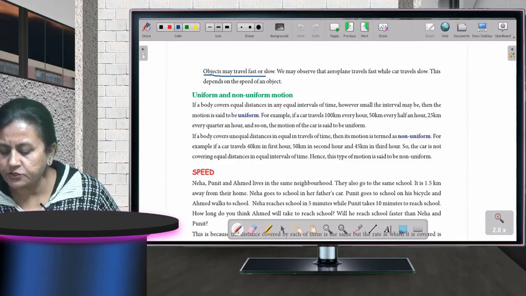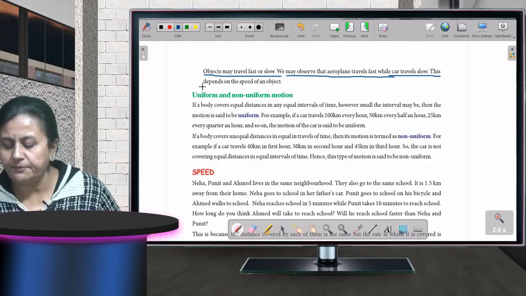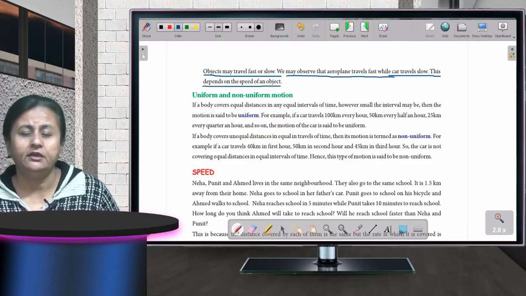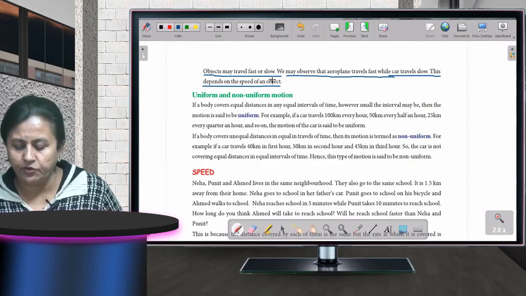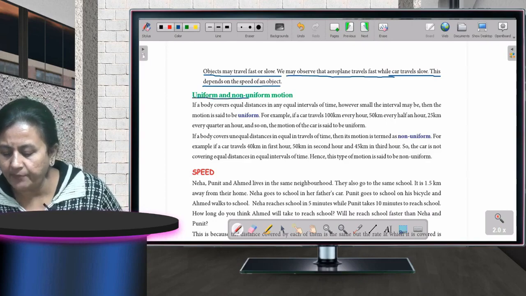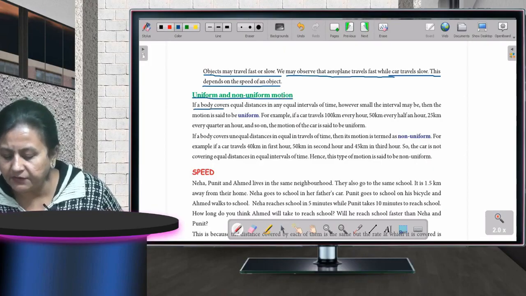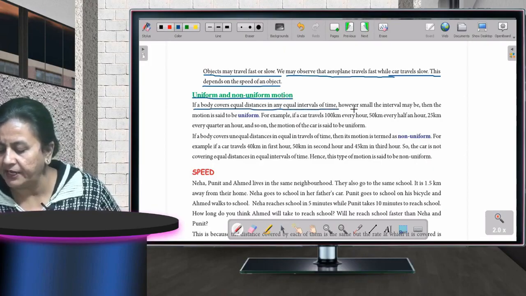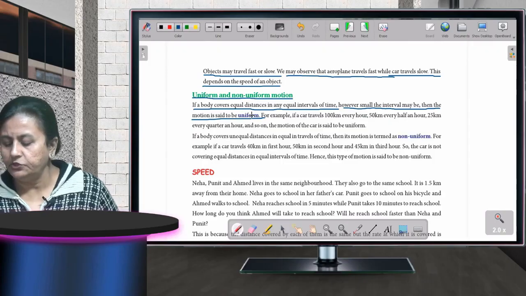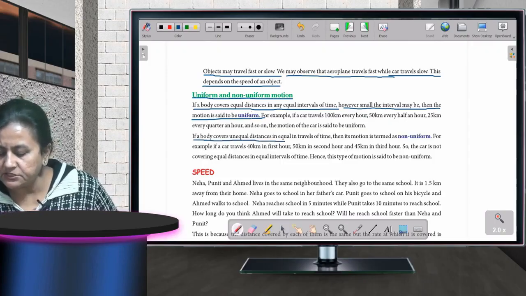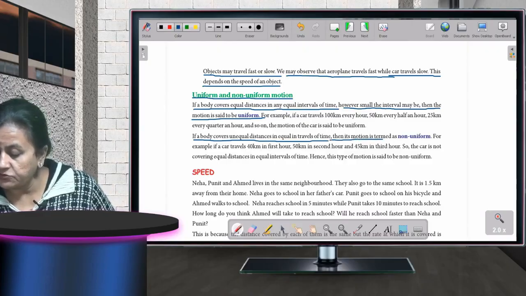Objects may travel fast or slow. We may observe that an aeroplane travels fast while a car travels slow. This depends on the speed of an object. Okay. The speed of the object tells how much time an object is taking. So, now if I talk about uniform versus non-uniform motion. What is uniform and what is non-uniform? If a body covers equal distance at equal intervals of time, however small the interval may be, then the motion is said to be uniform. If a body covers unequal distances in equal intervals of time, then this is called non-uniform motion.